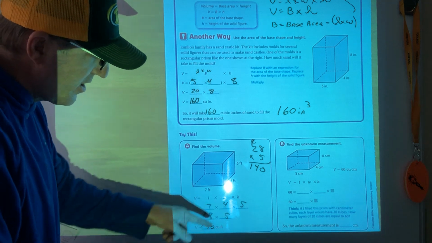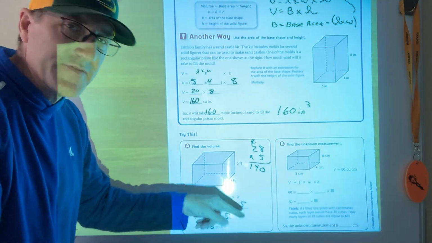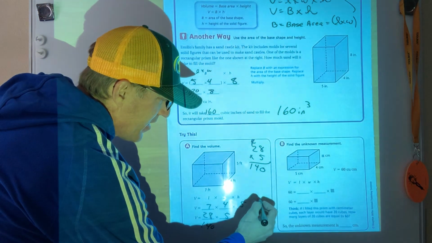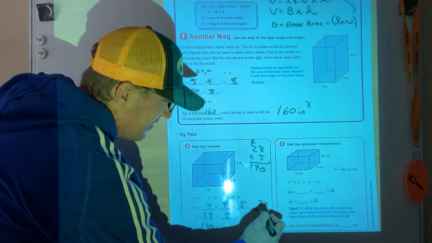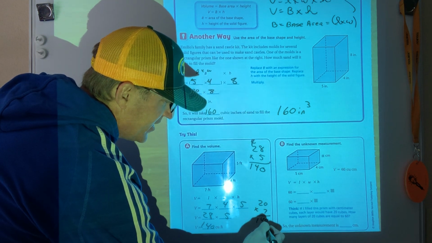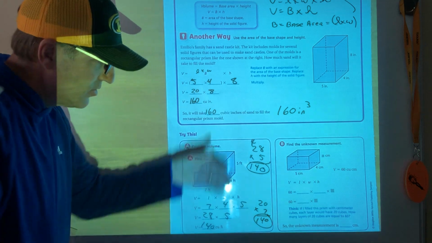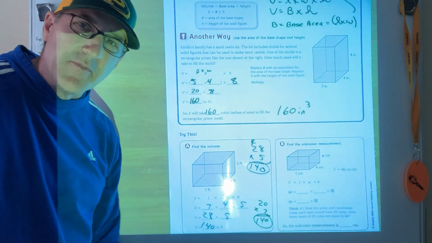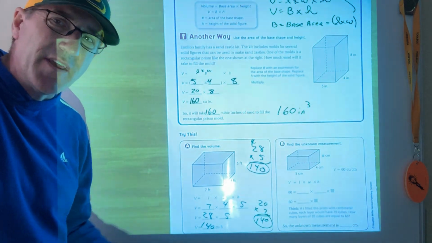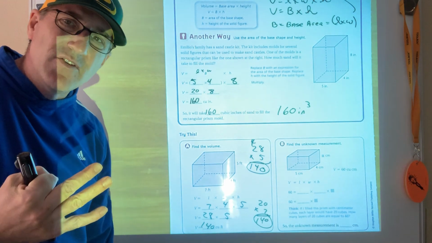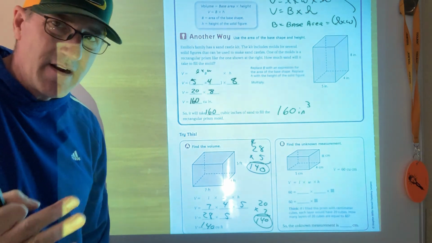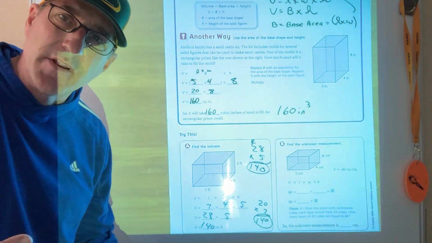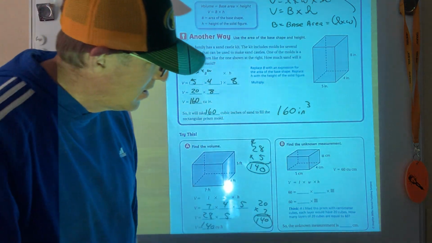Whereas if I had just said, you know what, I'm going to do 4 times 5 first. 4 times 5 is 20, right? And then I could have had 20 times 7, which is 140, right? I get the same answer. So it doesn't matter the order you multiply them. Don't get caught up in this base times height. If they give you 3 dimensions, do them however you want. Doesn't matter. Commutative property, right?